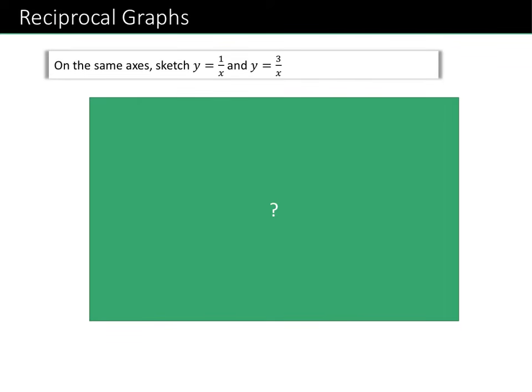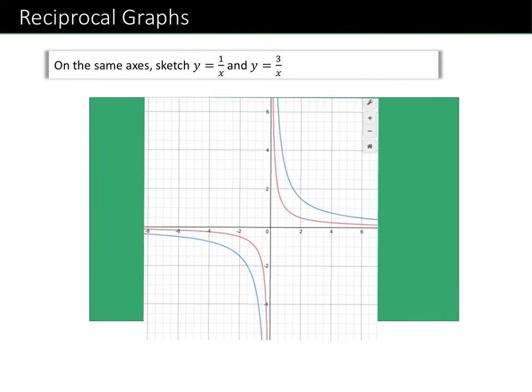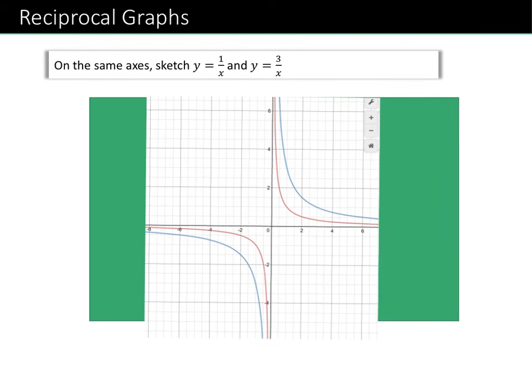Now, on the same graph, we need to sketch 2 different reciprocals. I am going to use Desmos for this. They never meet, so when we're sketching, we've got to be really careful with how we sketch them. We can see here is the sketch. The red graph is y equals 1 over x, and the blue one is y equals 3 over x.